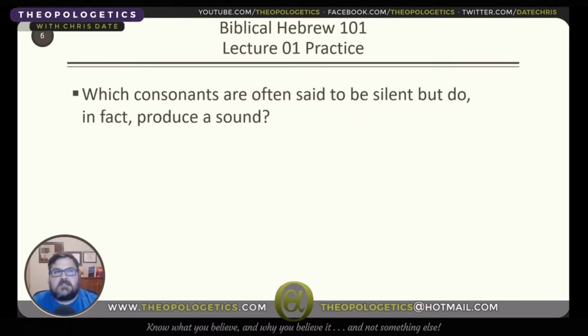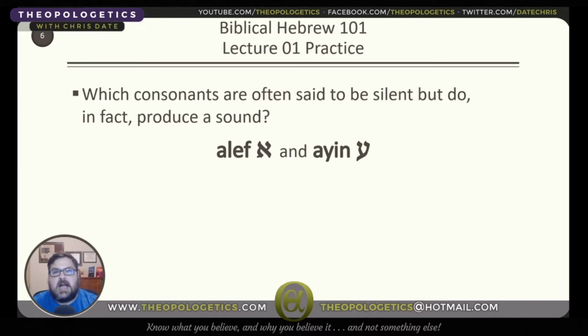Which consonants are often said to be silent but do in fact produce a sound? There are two of them. Do you remember what they are? They are Aleph and Ayin.